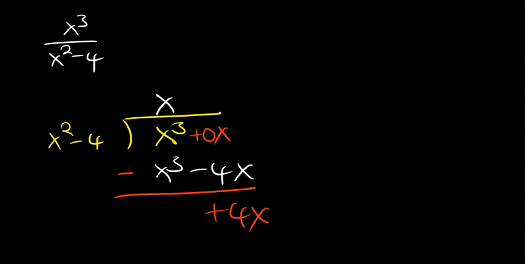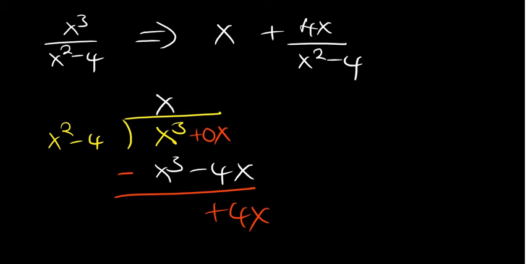Can we go any beyond this point? No, because we can't divide x squared into the 4x. So what we're going to have is this part being equal to, first of all, our value is x, and then the remainder is 4x over x squared minus 4.